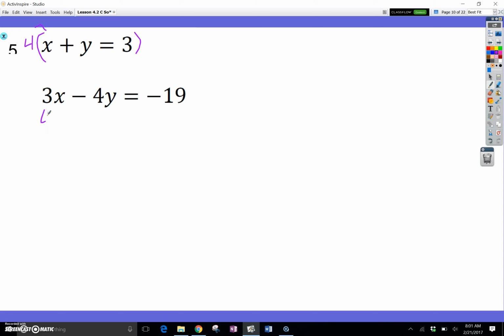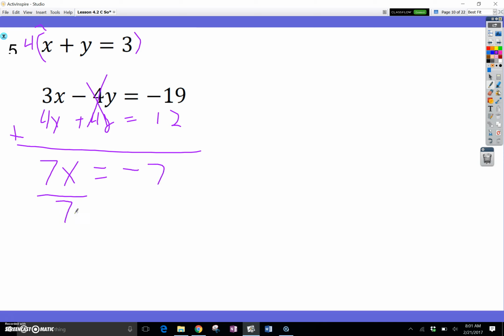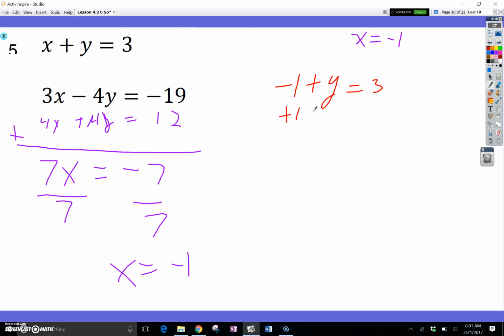So this would give me 4x plus 4y is equal to 12. So now when I add these, I will get 7x. These would be eliminated, and that will be equal to negative 7. When I divide both sides by 7, we're going to get x equals negative 1. So now that I know that x equals negative 1, I choose one of these 2 problems. The top one looks a lot easier for me to solve. So I'm going to get the equation now, negative 1 plus y is equal to 3. And we're going to add 1 to both sides to get y equals 4. So then your ordered pair is negative 1, 4.